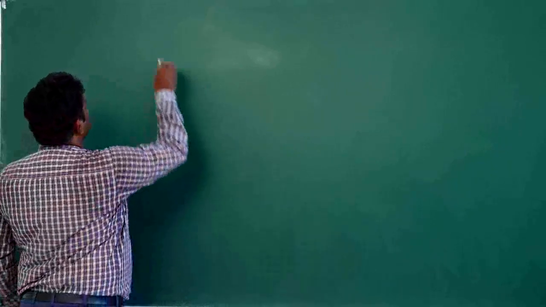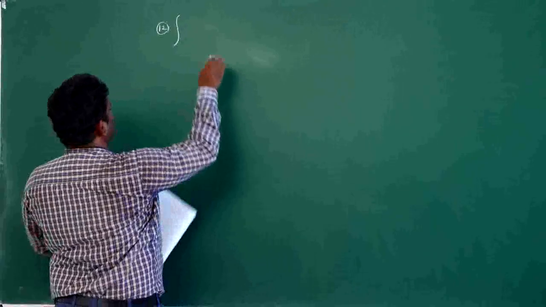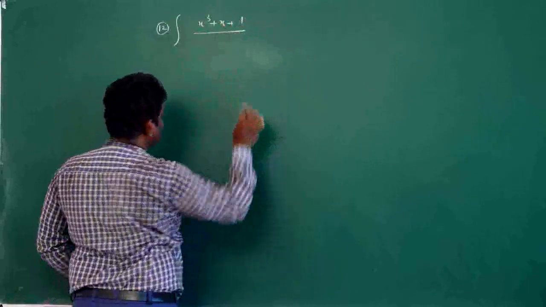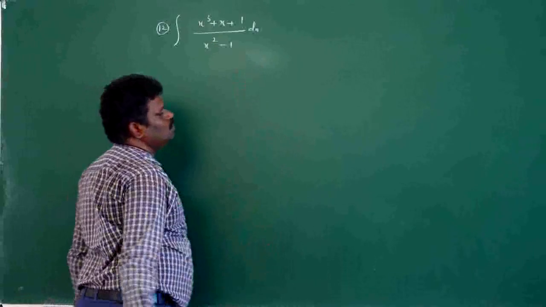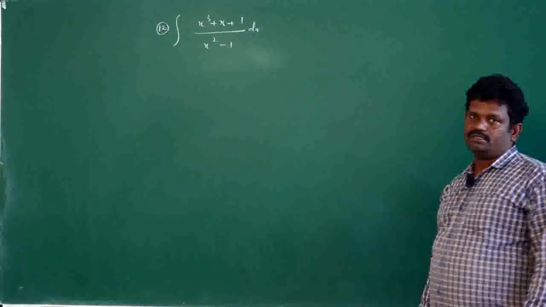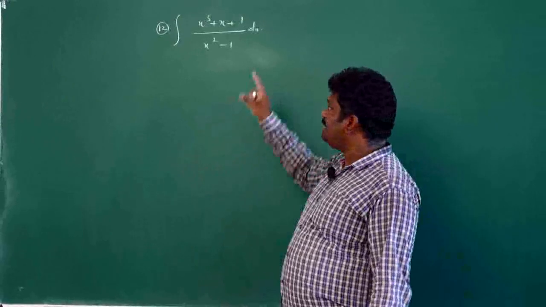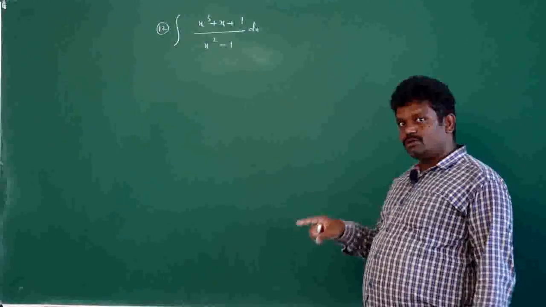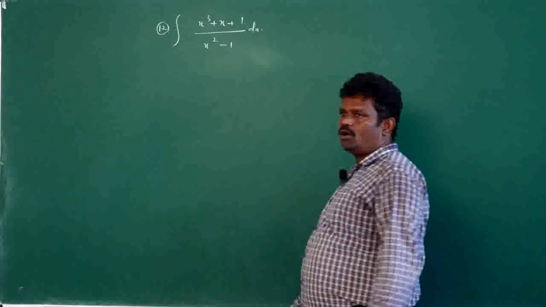Now the 12th one. Integral of (x cube plus x plus 1) divided by (x square minus 1) dx. Which type of fraction? First we identify this one: proper or improper? The numerator degree is 3, the denominator degree is 2. 3 is greater than 2, so that's why this is an improper fraction.